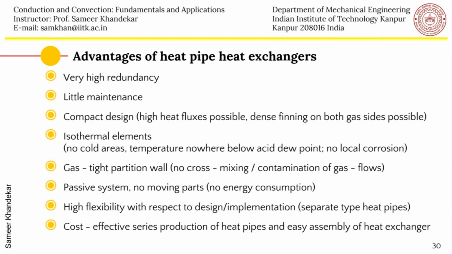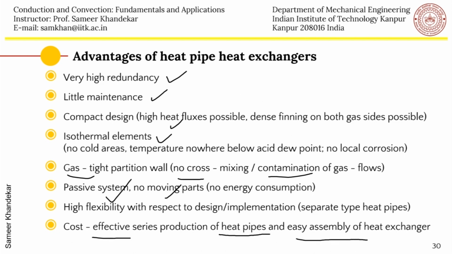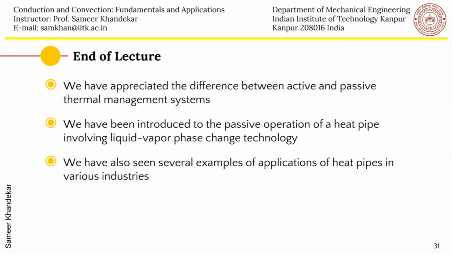So to summarize, in this lecture, we have appreciated the difference between active and passive thermal management systems. We have been introduced to passive operation of a heat pipe involving liquid vapor phase change technology. As you will recall, the liquid gets converted to vapor by taking the latent heat from the evaporator section. The vapor pressure increases locally. The vapor travels to the condenser side, where because of the low temperature existing outside, it condenses, and now the liquid has to be brought back to the evaporator by capillary action.